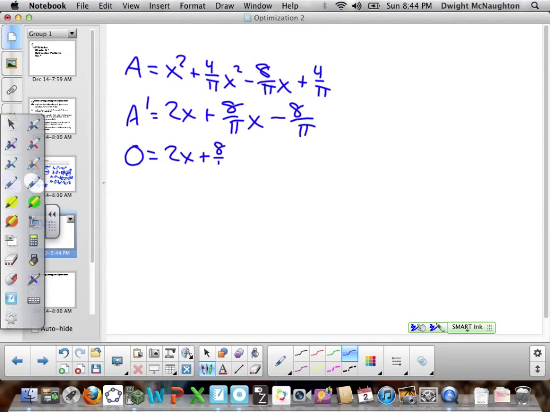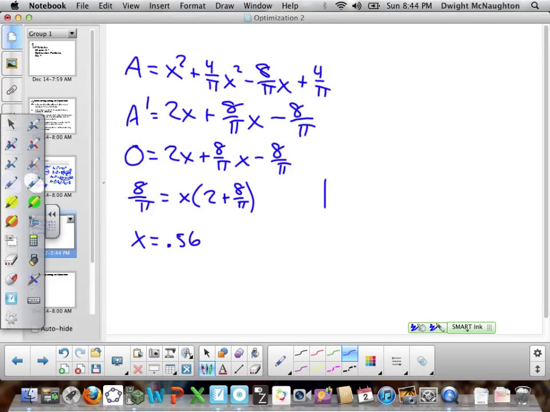2x plus 8 over pi x minus 8 over pi. We will add 8 over pi. At the same time, I'm going to factor the x. 2 plus 8 over pi. And we'll divide. I've already done this ahead of time, so I'm going to punch this out in a calculator. It rounds out to about 0.56, 0.560, something like that. All right, so that's my critical number.